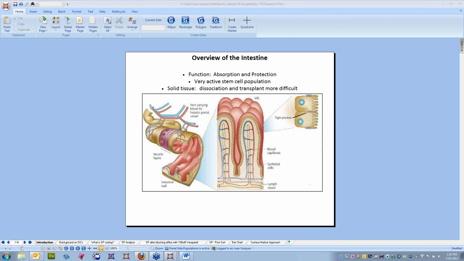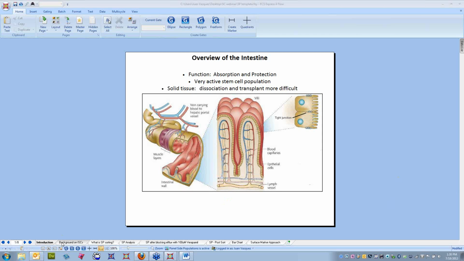to understand how they function. Taking a step back, looking at the intestine, it's essentially a tube that serves to absorb nutrients and protect us as we invite the outside world into our body. It does this very capably, and it uniquely has a very active stem cell population. Part of this protection is to have a very rapid turnover of the epithelium inside of the intestine.